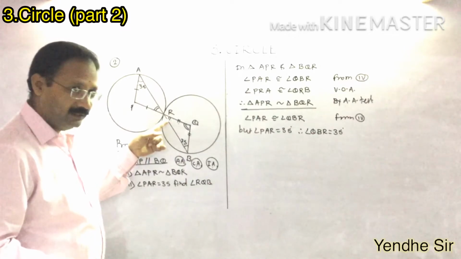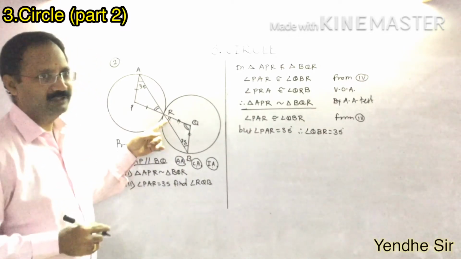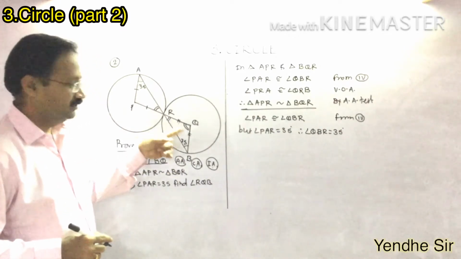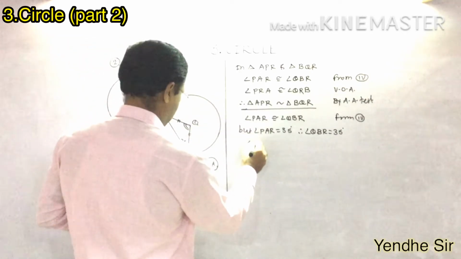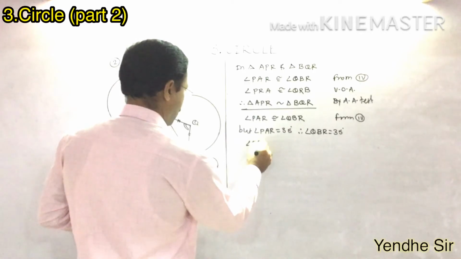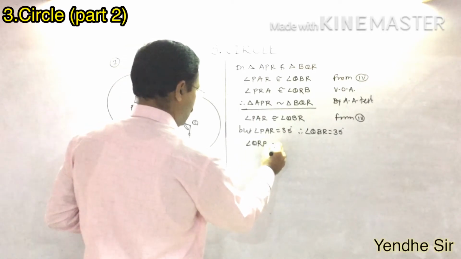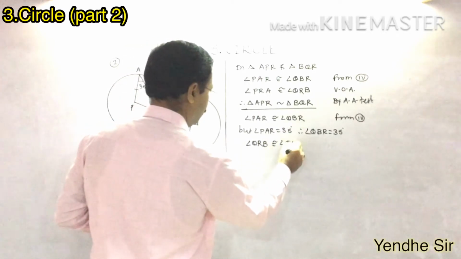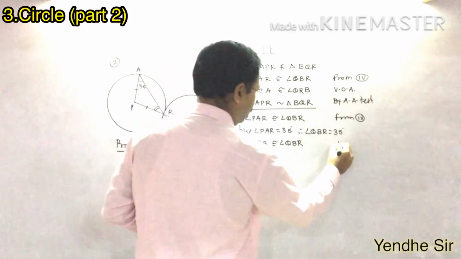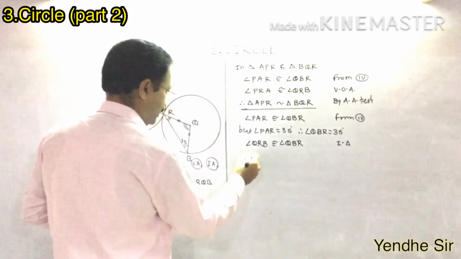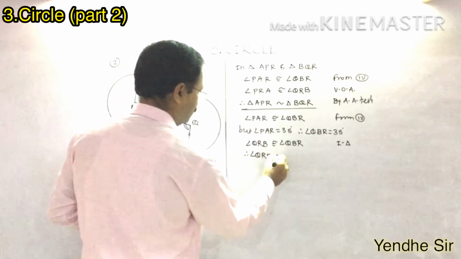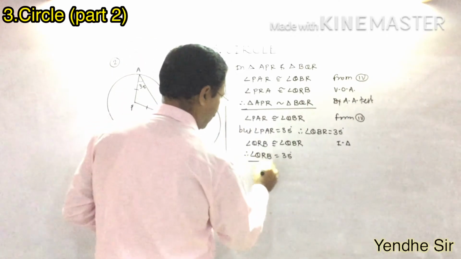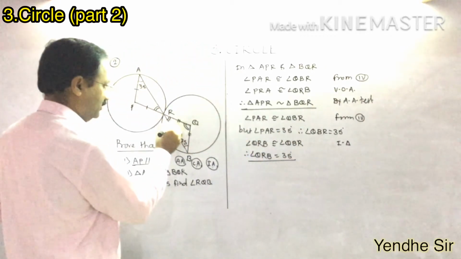So what it will be? Yes, exactly. Your answer is correct. This is also 35 because these are the base angles. Angle QRB is congruent to angle QBR because of isosceles triangle, and therefore angle QRB equals 35. Okay, this I got, 35.